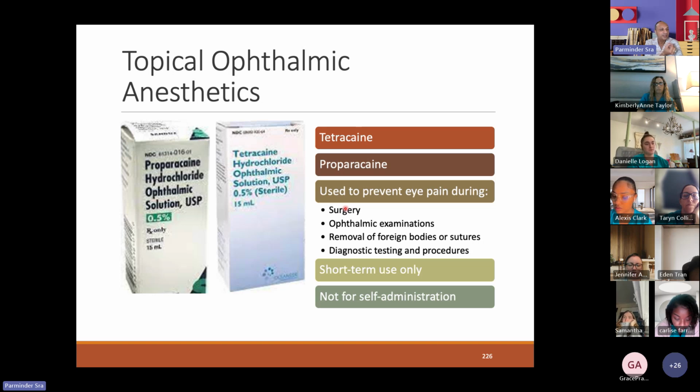And these drugs end with caine at the end. Proparacaine, tetracaine. Drugs ending in caine are usually your anesthetics.